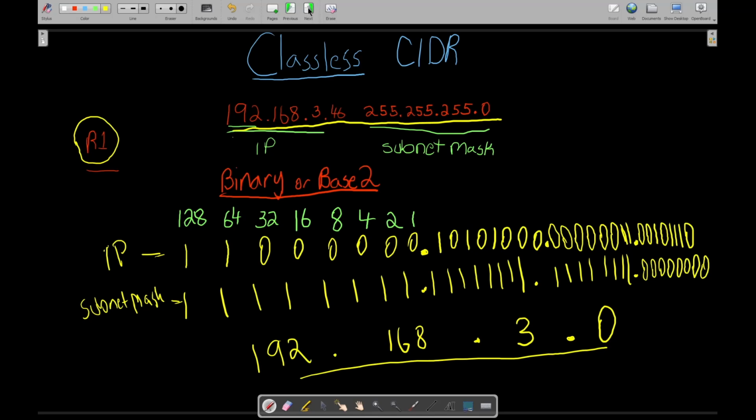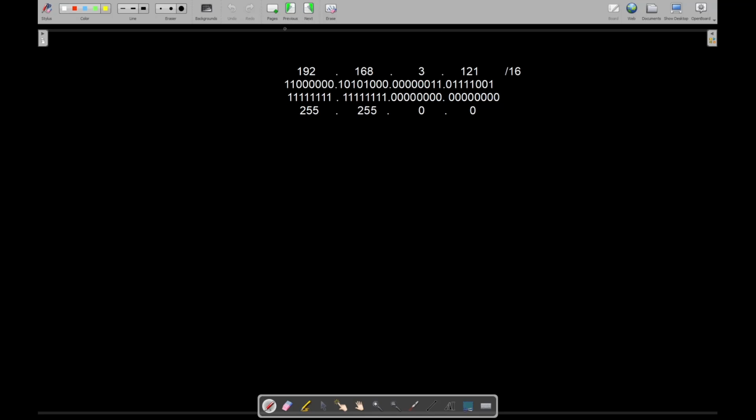Alright, so I got a couple practice ones for us. I put the subnet mask on the bottom and the IP address on the top. I put binary in the middle so that we can compare them. Now let's figure out which part's the network portion and which part's the host portion. Every IP address has a network portion and a host portion.